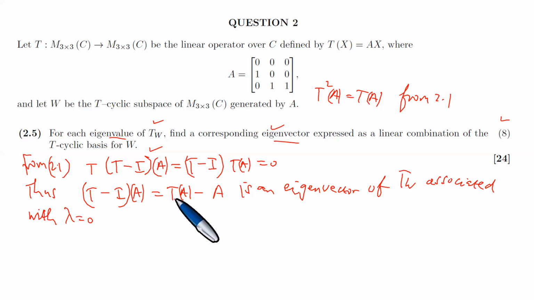Okay, this one becomes an eigenvector of TW associated with lambda equal to 0, because the vector is coming from this equation here. So the eigenvector, how do you find the eigenvector? So you start here.